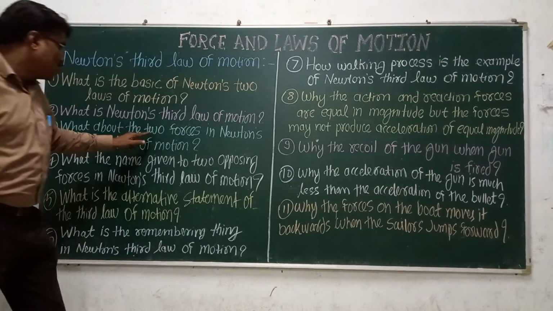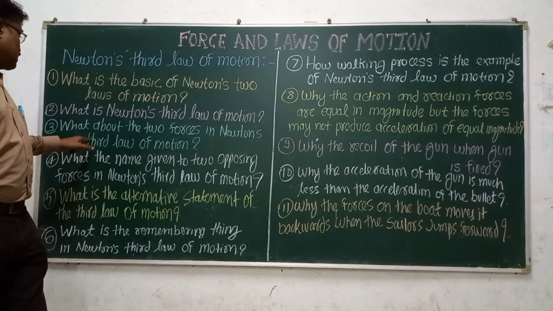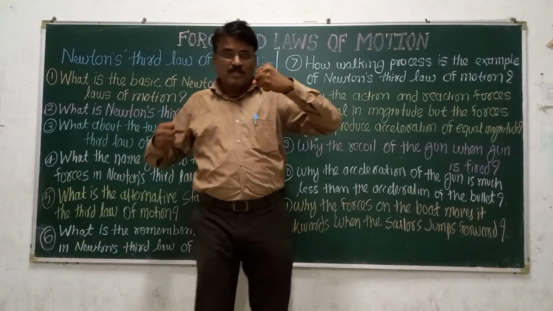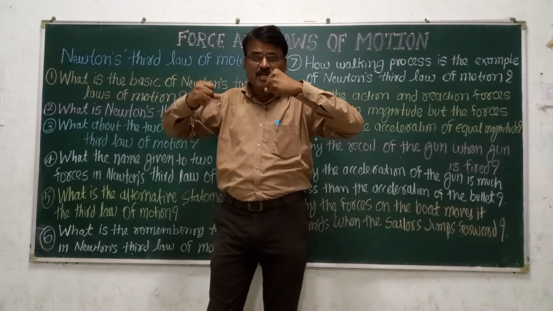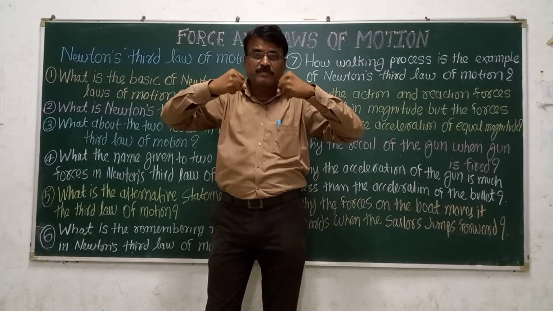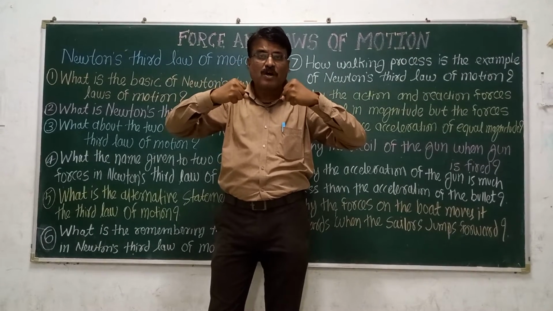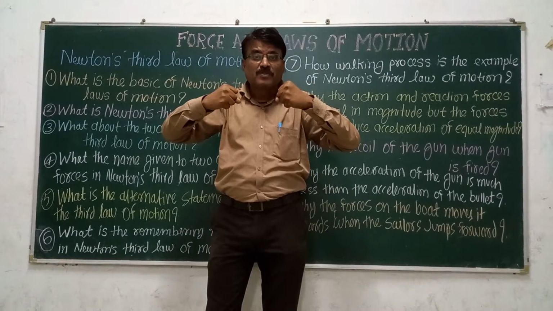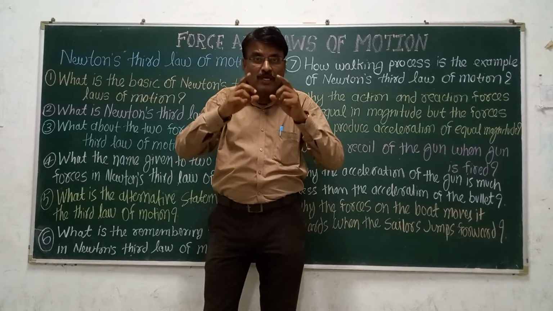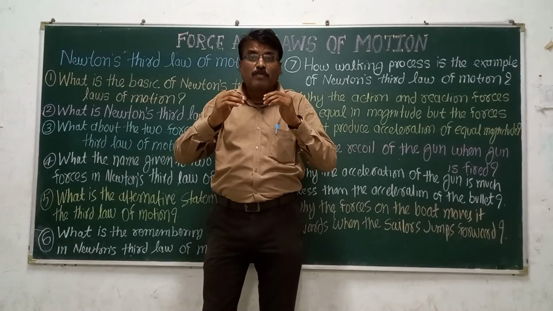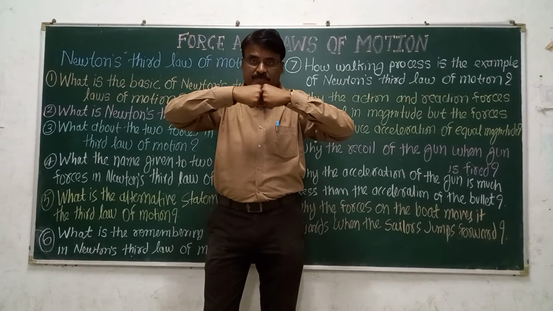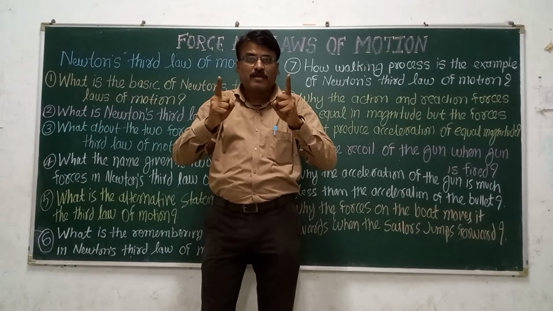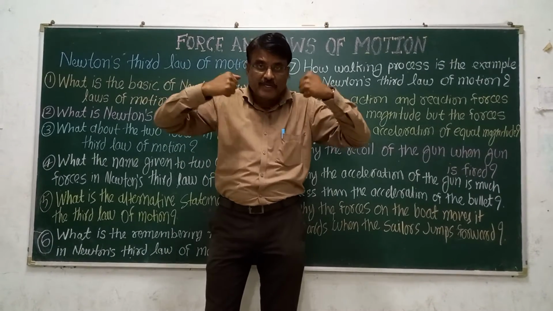Next, what about the two forces in Newton's third law of motion? This is the first force by the first object. This is the second force by the second object. These two forces are equal in magnitude, but opposite in direction. Their direction is opposite. Okay?